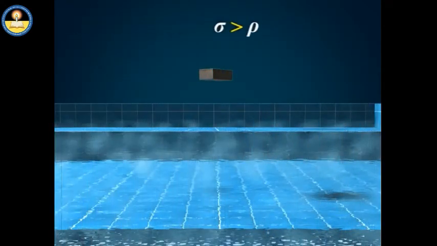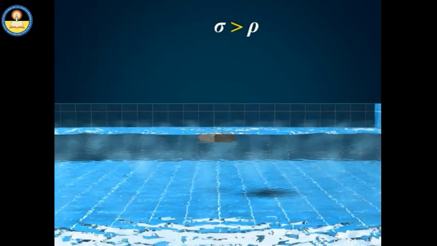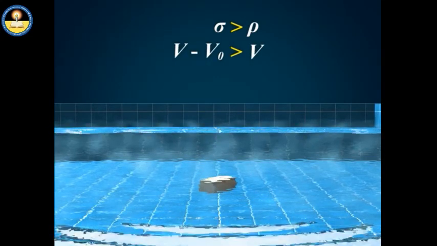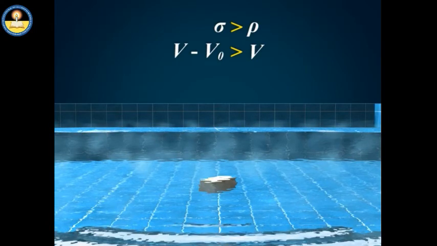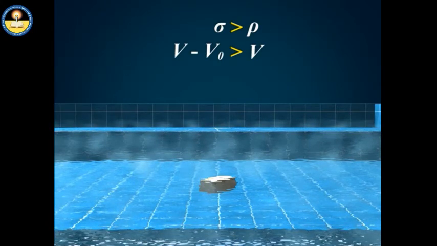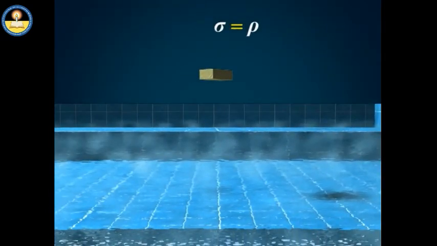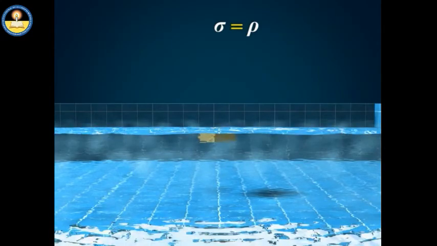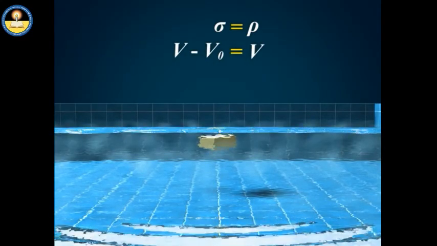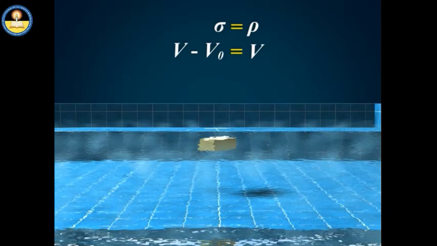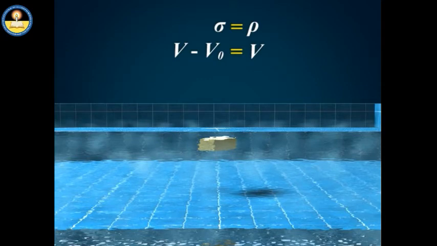From this expression, it is clear that if the density of the immersed body is more than that of the fluid, the volume of the submerged part becomes more than the total volume of the body and hence the object will sink. But if the density of the immersed object is equal to the density of the fluid, then the volume of the submerged part becomes equal to the total volume of the body, that is, the object will float and be just completely submerged in the fluid.